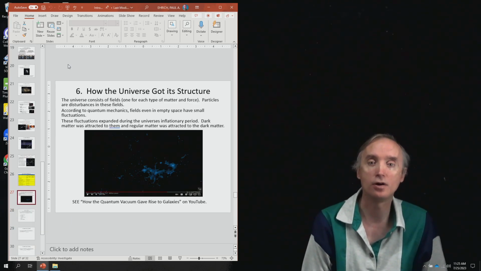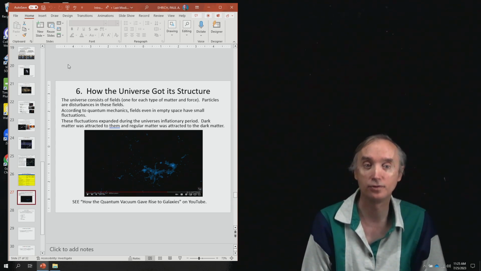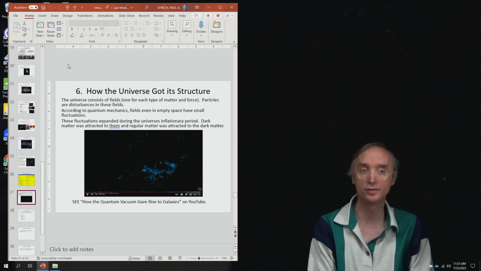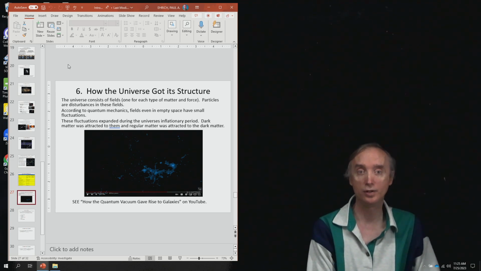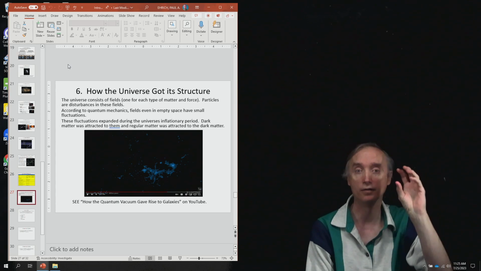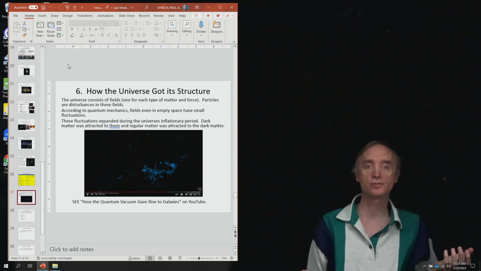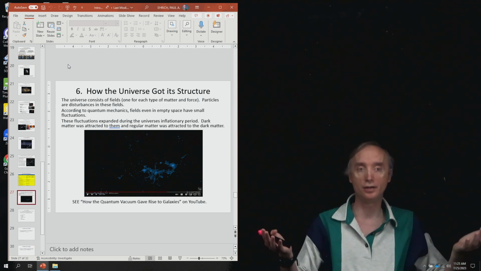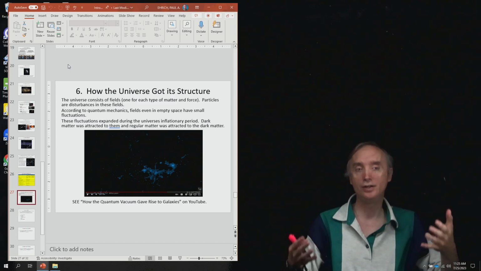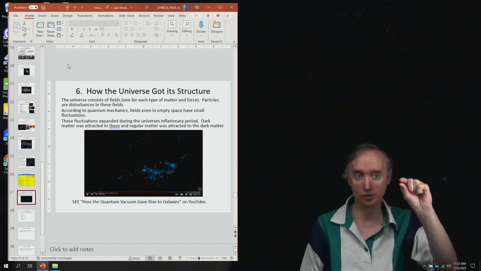Okay, and then we also talked about how the universe got its structure. And so this gets into the idea of quantum mechanics, so that when you have very, very small objects, we have to use the laws of quantum mechanics in order to explain it. Now you're saying, well, if the universe is so big today, why would we need to use quantum mechanics to explain the structure of the universe? It's because we think that at the moment of the Big Bang, the universe was very, very small.